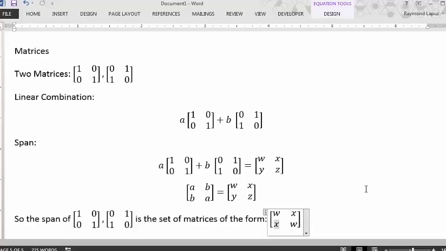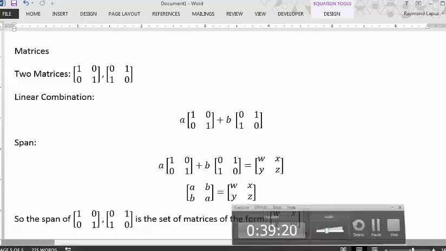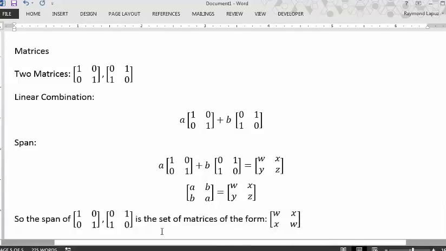This time, let's use three matrices and try to figure out what the linear combination and span is. So first, linear combination. The linear combination, like we've done before, would be multiplying the first one by a scalar, multiplying the second one by a scalar and adding that, and multiplying the third one by a scalar and adding that. So linear combination would be these things. Now let's find the span.